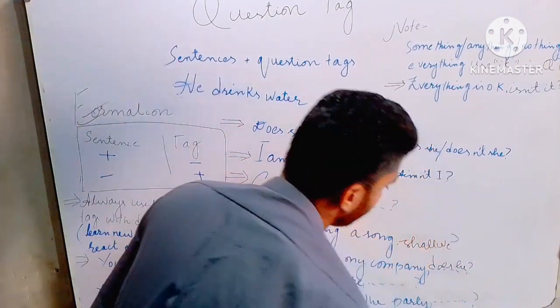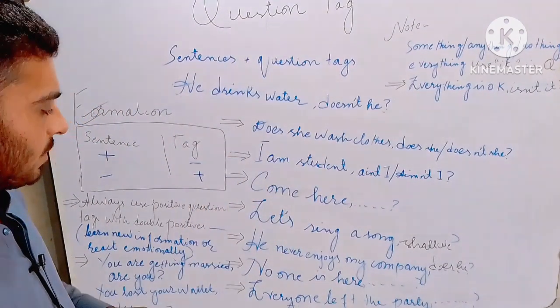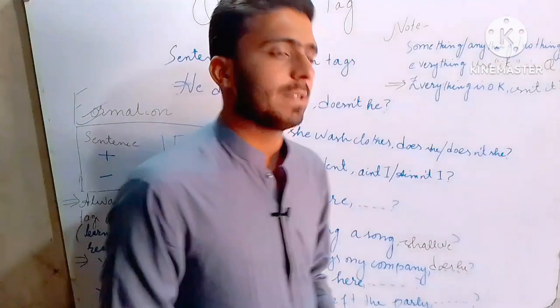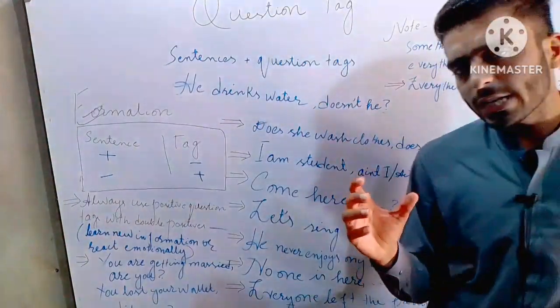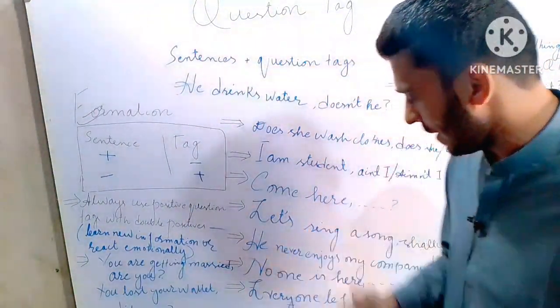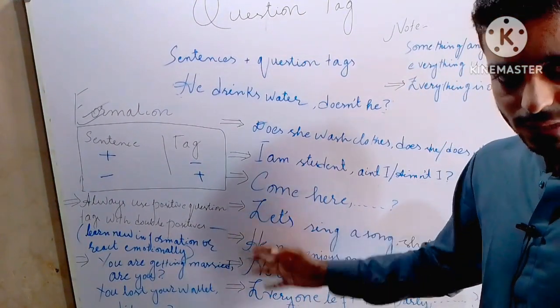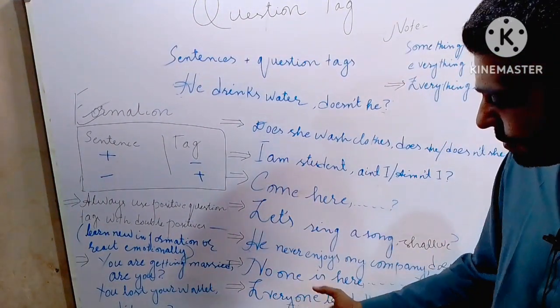Does he? We have to put here the positive tag, that's going to be does he. And after that, we have been given here no one is here. How can we form the question tag of a sentence which begins with no one? It means there is an indefinite pronoun in the sentence as a subject. Indefinite pronoun is used as a subject.